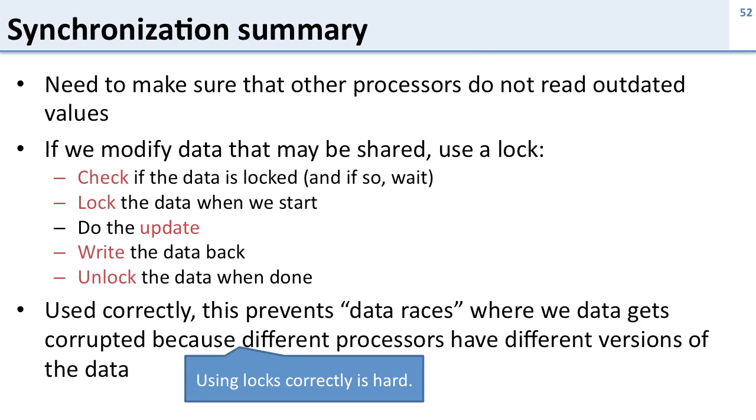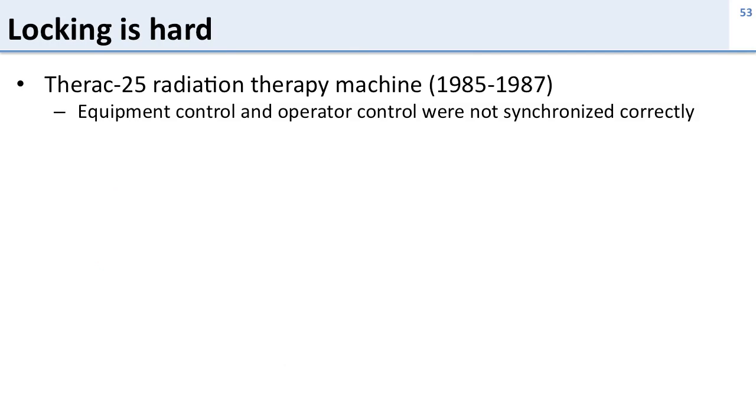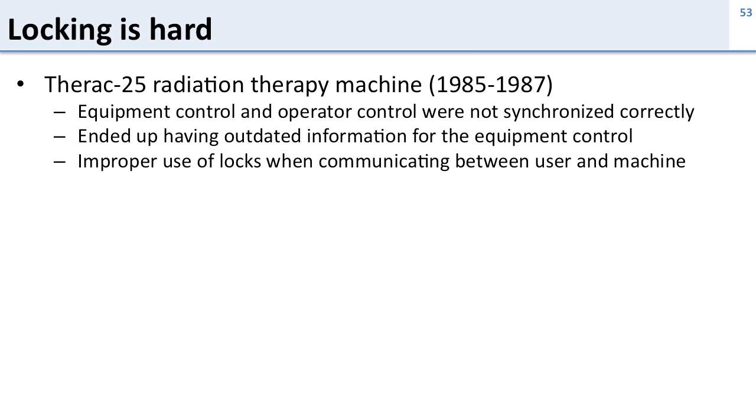And I should point out that using locks correctly is hard. Let's take a look at an example of that. There's a famous machine called the Therac-25, which is a radiation therapy machine used in the 1980s. This machine had a problem with locks. It had a problem with the locks between the equipment control, that is the circuits that controlled the radiation device, and the operator control, that is where the doctor put in how much radiation should be delivered. And these weren't synchronized correctly.